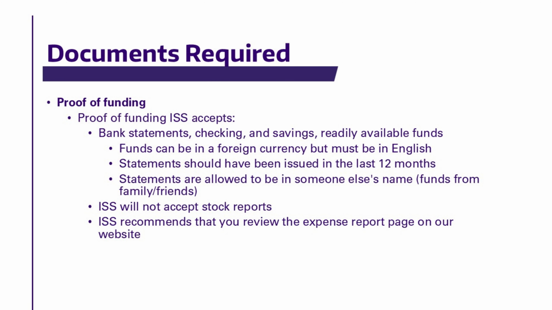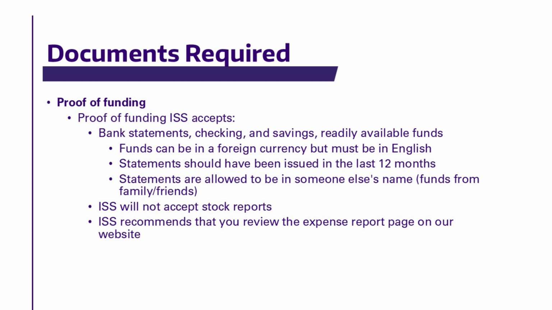Proof of funding is an important step. Students will need to show sufficient funds for 1 academic year or 3 quarters. ISS accepts bank statements, checkings and savings, certificates of deposit, and readily available funds. If you have a funding letter from UW, you can include that as well. These funds can be in foreign currency, but must be officially translated into English.